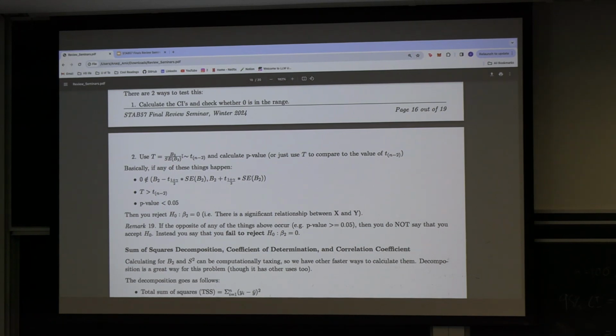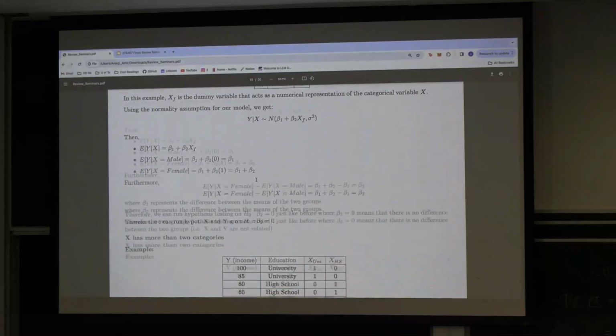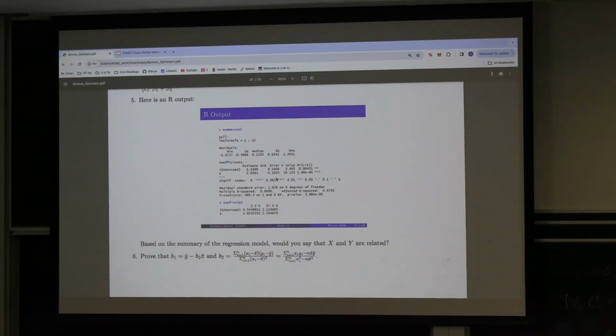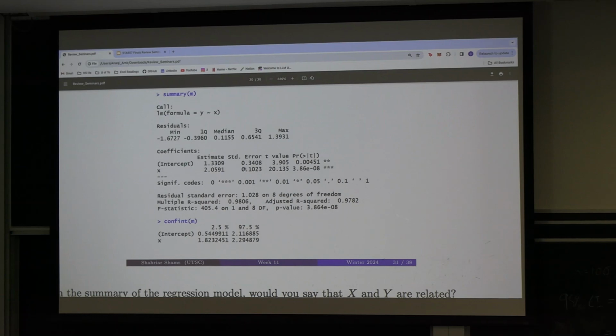When we're doing hypothesis testing, beta2 is 0, right? So it just simplifies down to B2 divided by its standard error. And we know what B2 is, and we know what its standard error is, which is this and this. So if you divide 2.0591 by 0.1023, you will get this value of 20.135. And since 20.135 is bigger than the critical t value, which is around 12 something, it would be significant. Another way to see it is that if there are 3 stars here, that means it's significant.